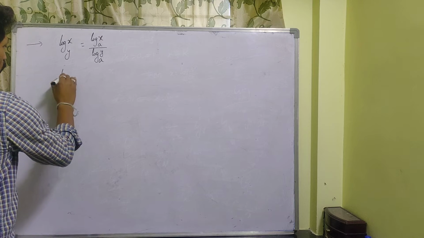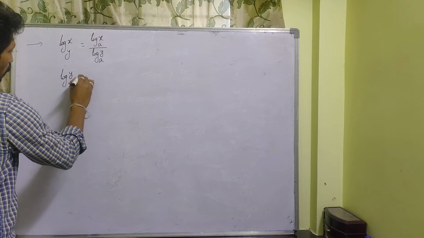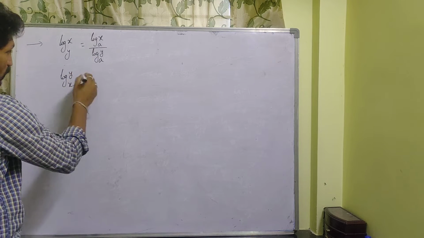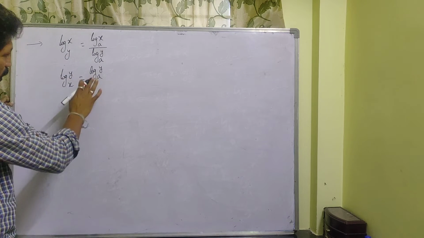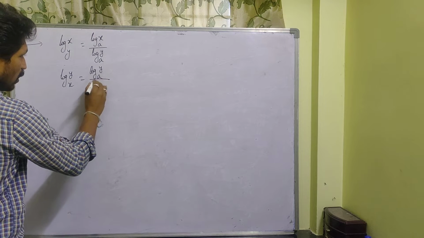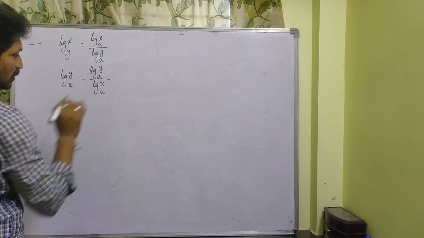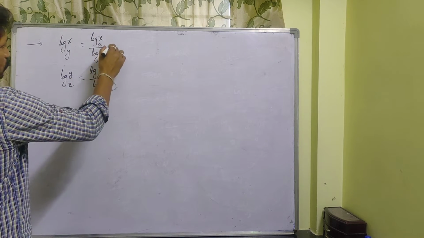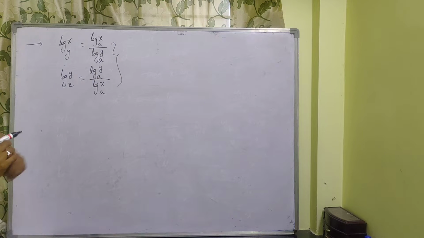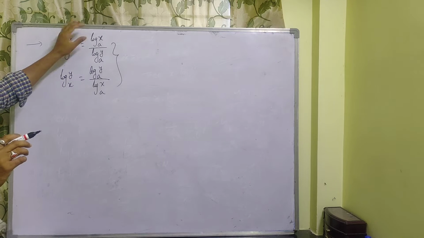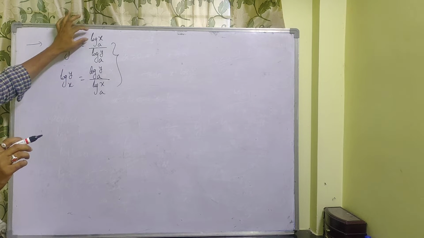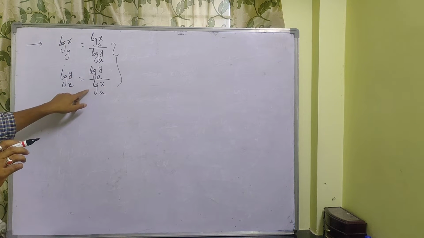And if we have one more, log y to the base x, how can you write it with the same thing? Log y to the base, same base a, you can write, no problem, by log x to the base a. So based on these two, what can you write here? These two are reciprocal to each other. Let us take it is some m by n, it is n by m.